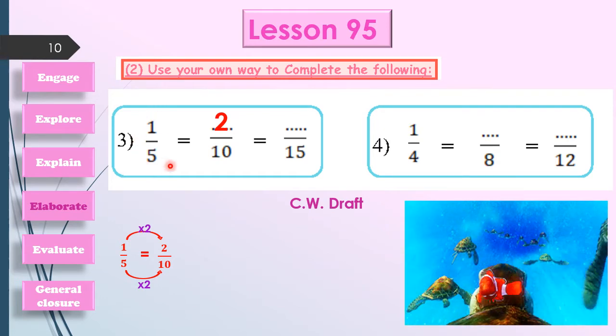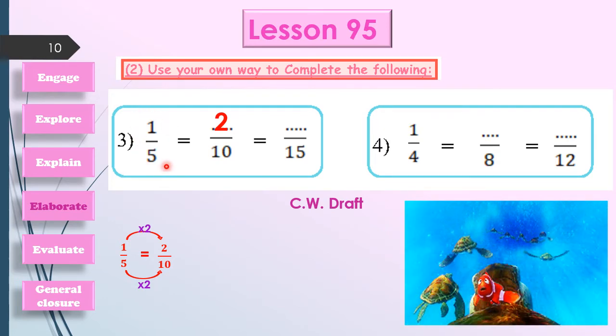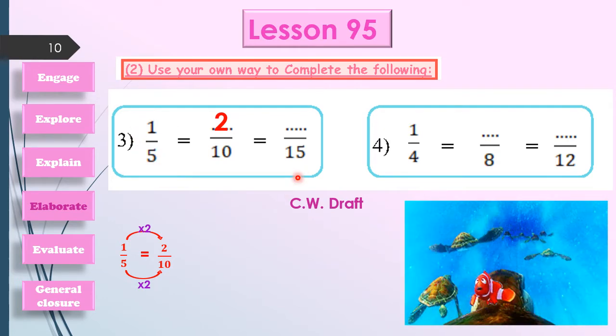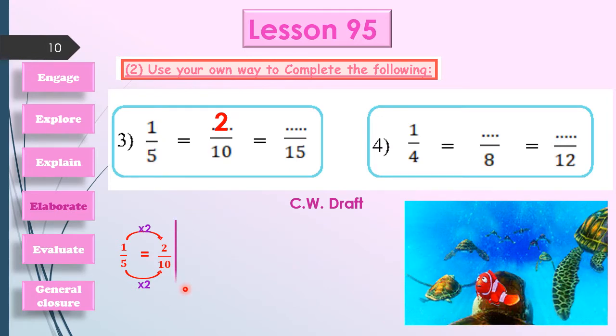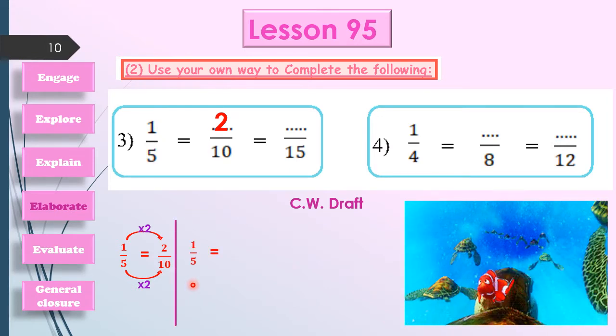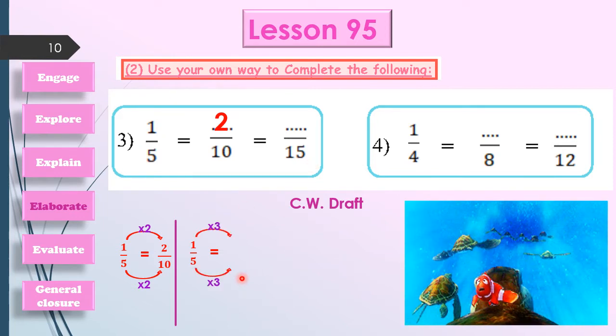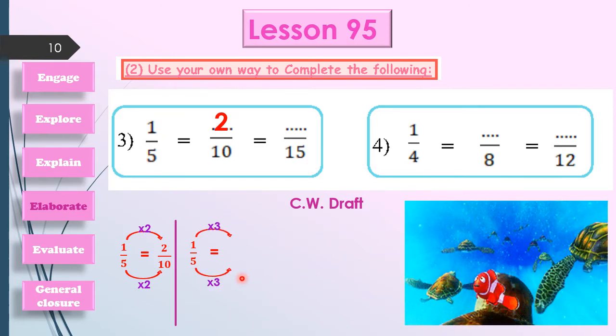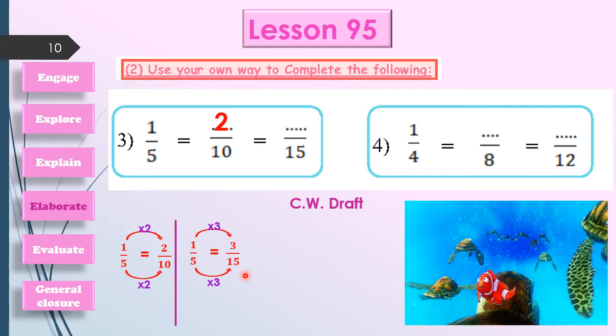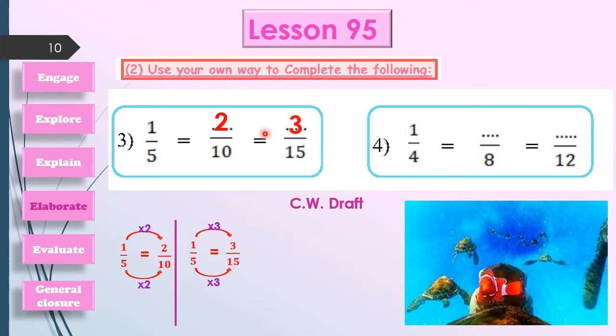Let's go to our original fraction. One more time. It will be 5 by what equals 15. Draw your line in a new draft. One fifth equals, 5 by what equals 15. It will be by 3. As I do down, I will do up. Then it will be 3 fifteenths. And write down here 3.